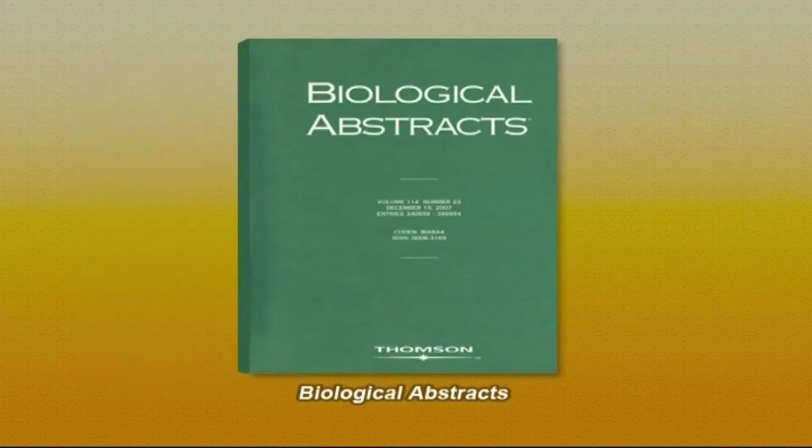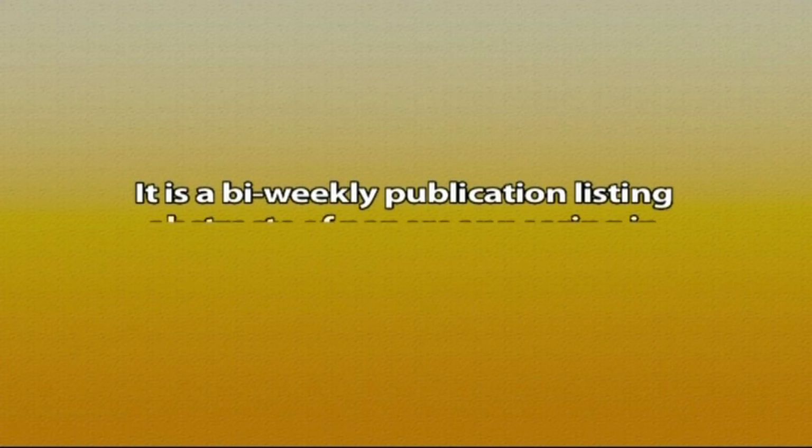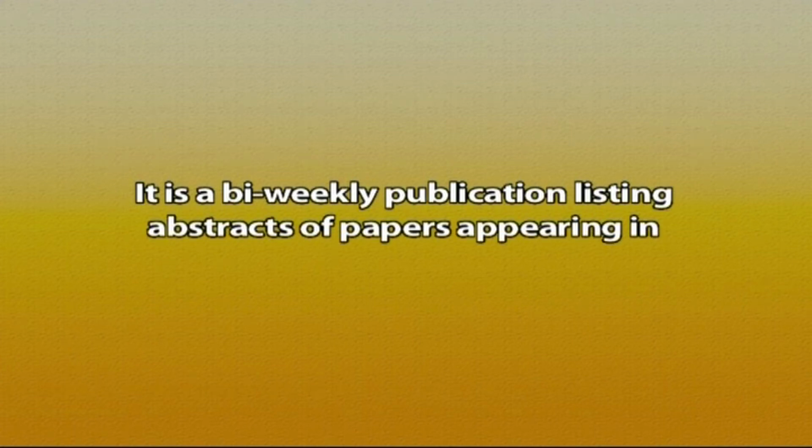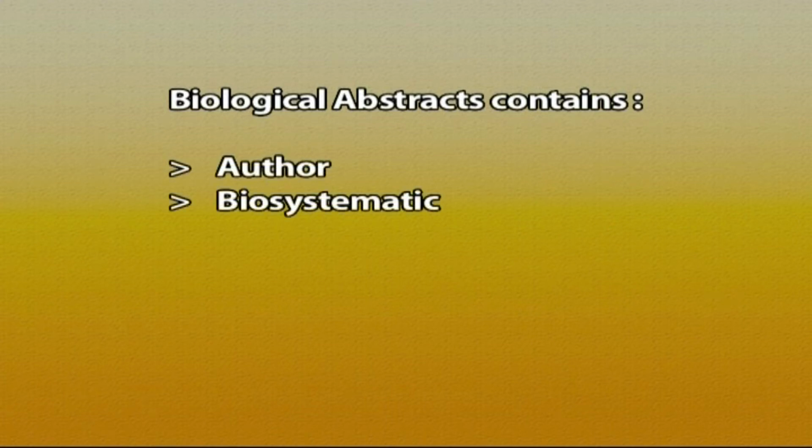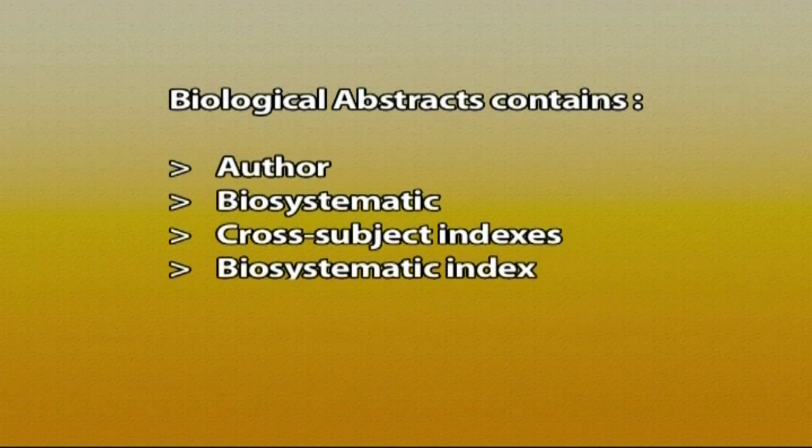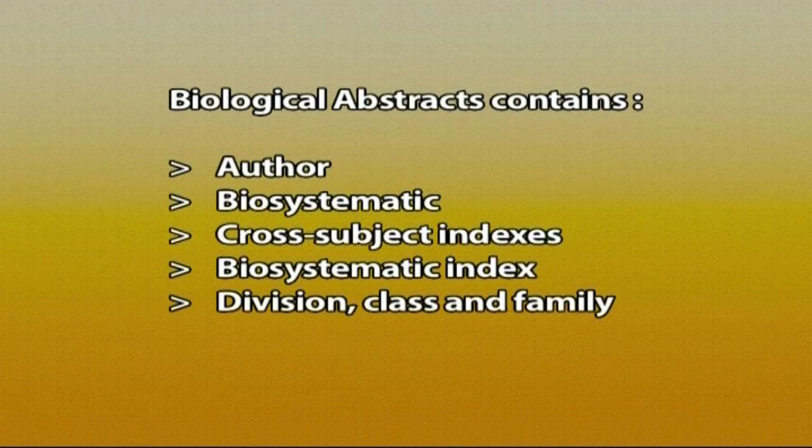Foremost bibliographic aid is Biological Abstracts. Its publication was started way back in 1929. It is a bi-weekly publication listing abstracts of papers appearing in scientific journals. Each issue of Biological Abstracts contains author, biosystematic and cross-subject indexes, as well as biosystematic index arranged by division, class and family.